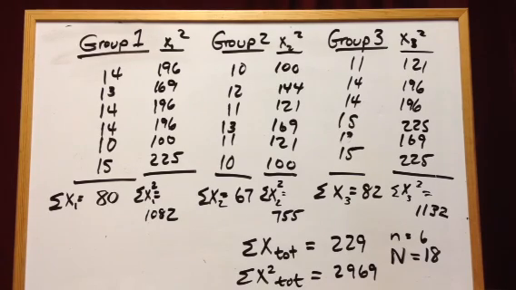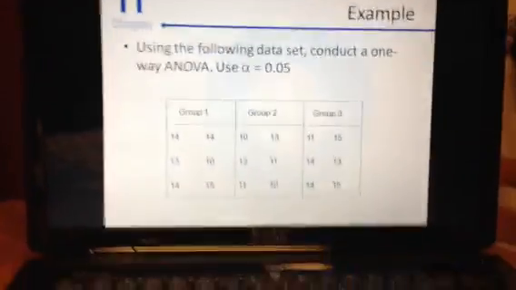And again, doing a one-way ANOVA is mainly a long process because you have lots of different equations that you have to keep track of. So we're going to go back over here to the PowerPoint.